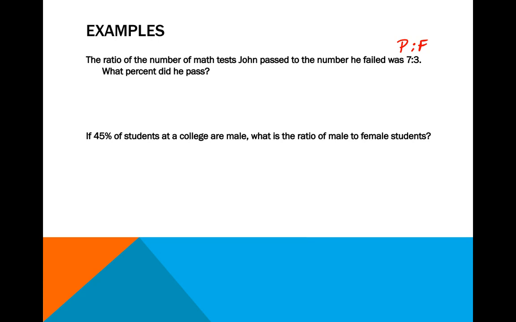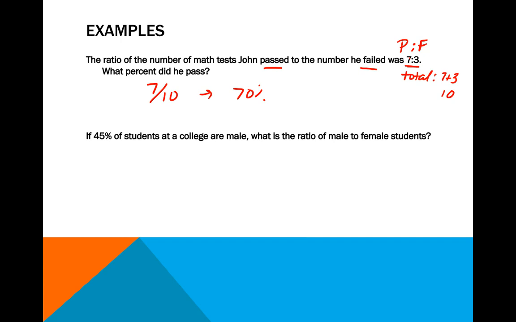So we just want to make sure that we pay attention to the order of pass to fail. So in terms of what percent he passed, well, this tells us how many he passed, how many he failed. So the total is the 7 plus 3 or 10. So to find the percent that he passed, 7 out of every 10, which is a 70% pass rate.